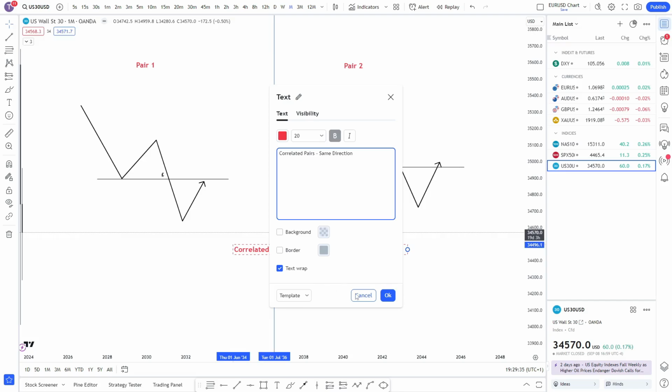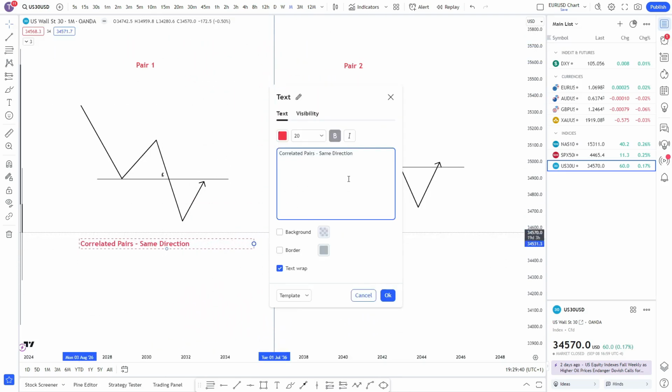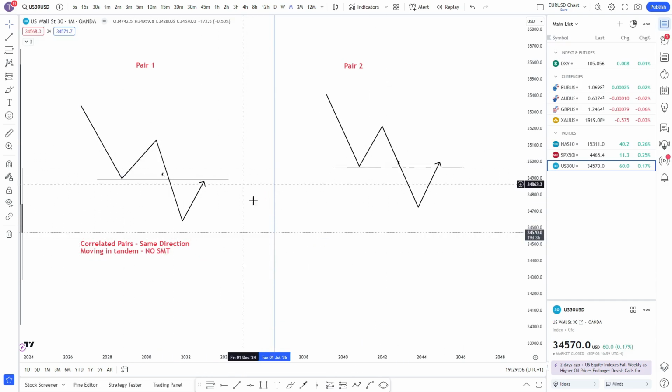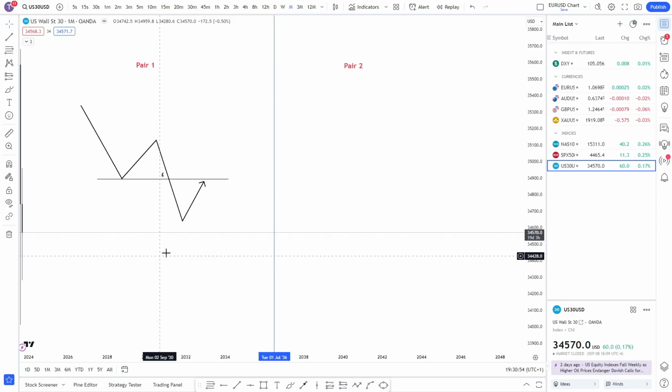So what we have got is correlated pairs moving in the same direction. In this instance, we are not witnessing SMT, because price is moving in tandem. So no SMT is valid here. What would be expected is that price will just carry on moving to the downside, and there's nothing to suggest that anything is going to change. So I'm just going to delete this one and start again.